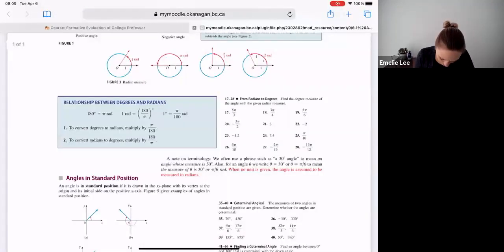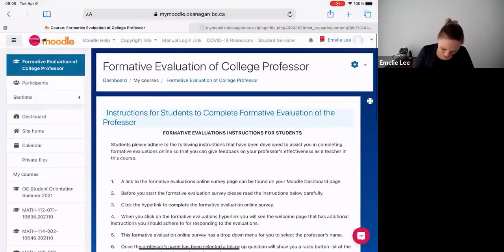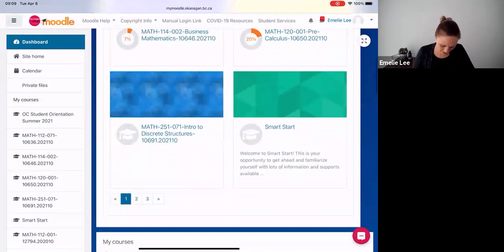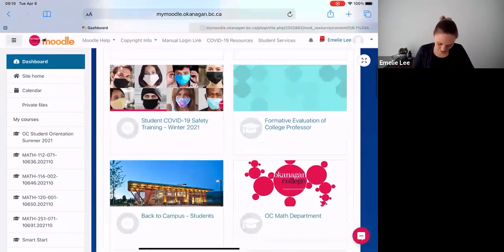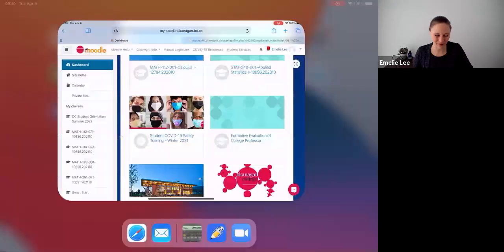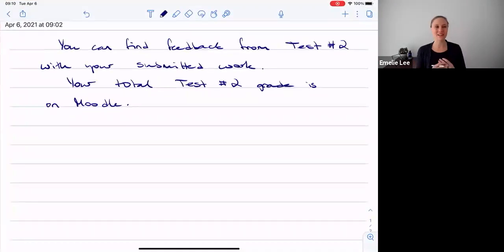Just to recap, in your Moodle dashboard, in your courses in progress, you might have to search around, but you should have a Formative Evaluation of College Professor. Oh, Wendy's already done it. Nice. I know it's because I got the reminder email and I was like, uh-oh, I need to tell my students about this. I'm not used to them being online. It's nice. We used to have packages and bring them around.